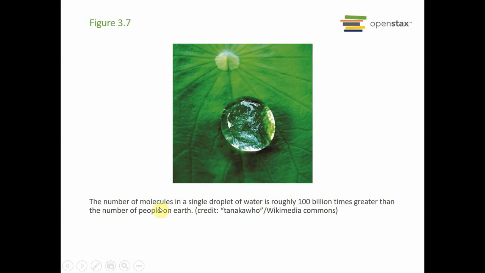The number of molecules in a single drop of water is a huge number. It's 100 billion times greater than the number of people on Earth. Now, how did they get this number, Avogadro's number, this number of atoms per mole? It came from the charge on the electron. It allowed them to determine how many electrons were delivered.